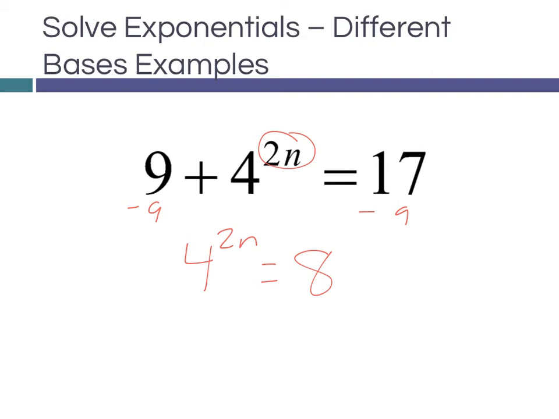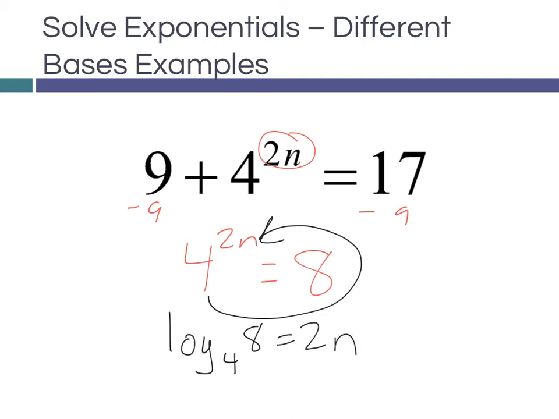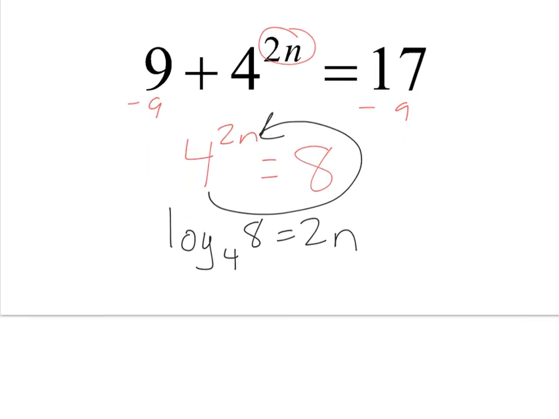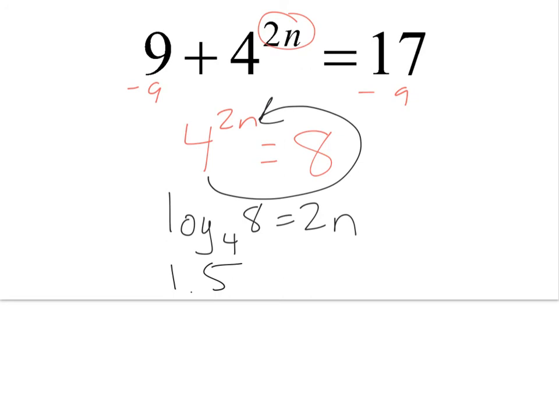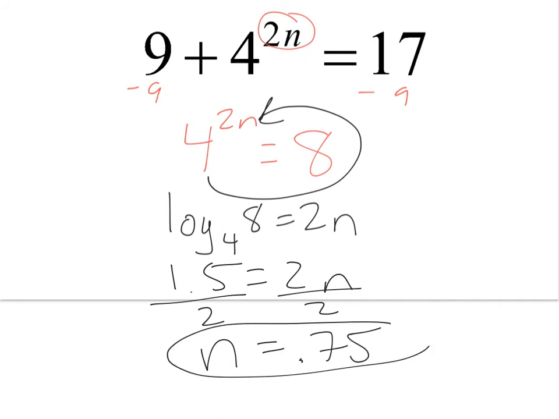And you know what? We've got our calculator right now. Might as well use our calculator. We're in that mode. Let's put it in log form. So we got log base 4 of 8 equals 2n. So let's evaluate that log base 4 of 8 right off the bat, and we're going to get a nice decimal, actually, of 1.5. And that's going to equal 2n. Well, what am I going to do next to solve for n? I'm going to divide by 2. And I'm going to get n equals 0.75, or 3/4. Either way is cool.